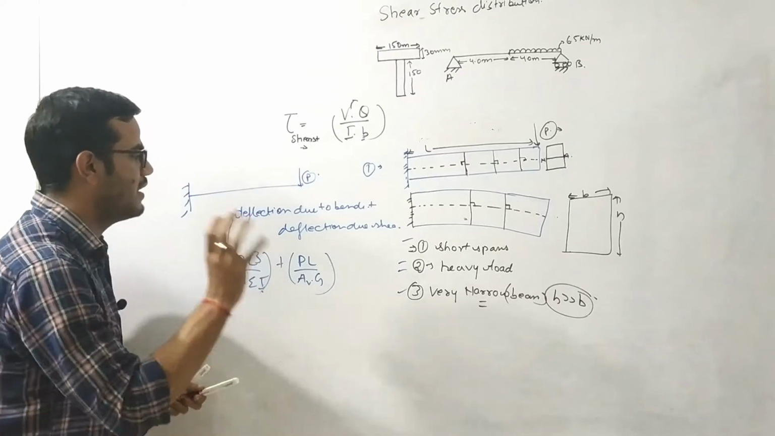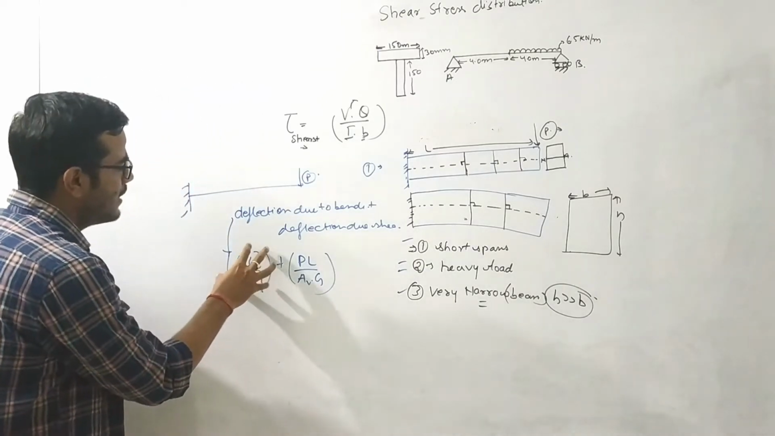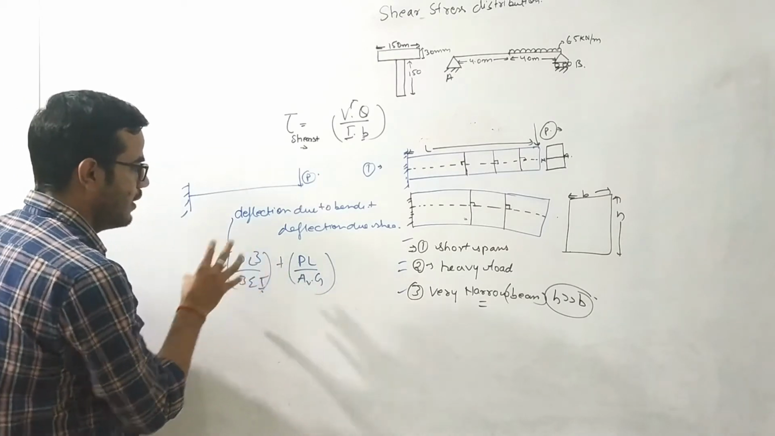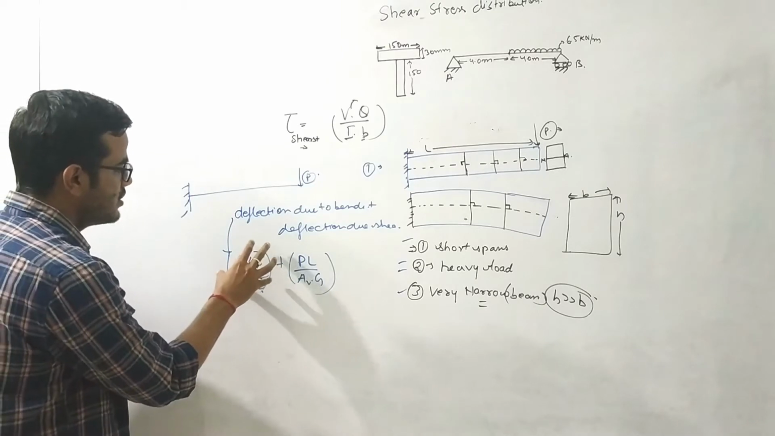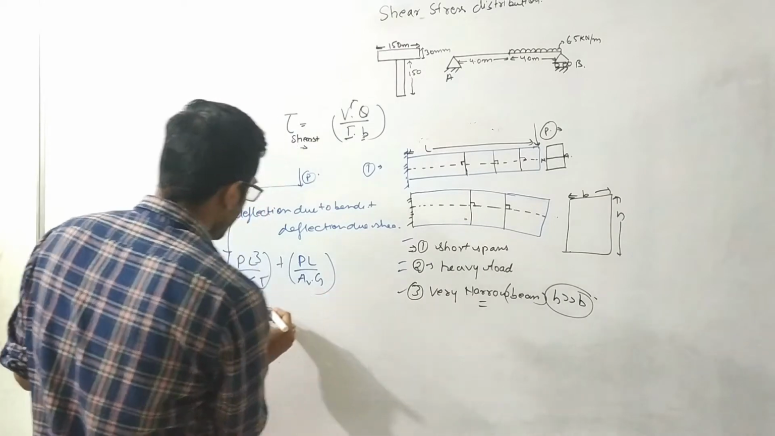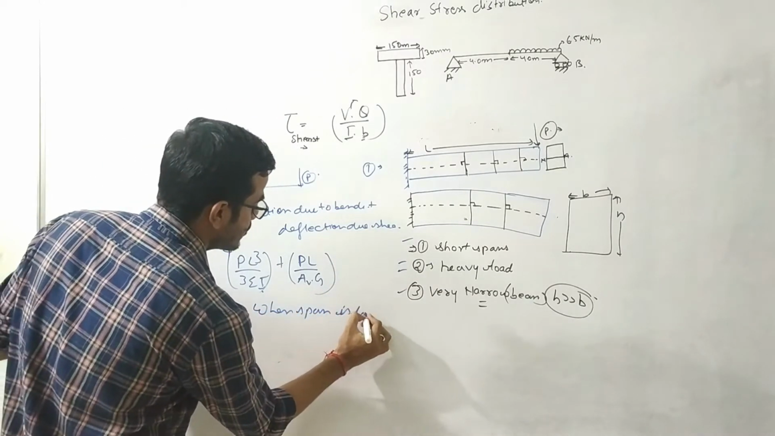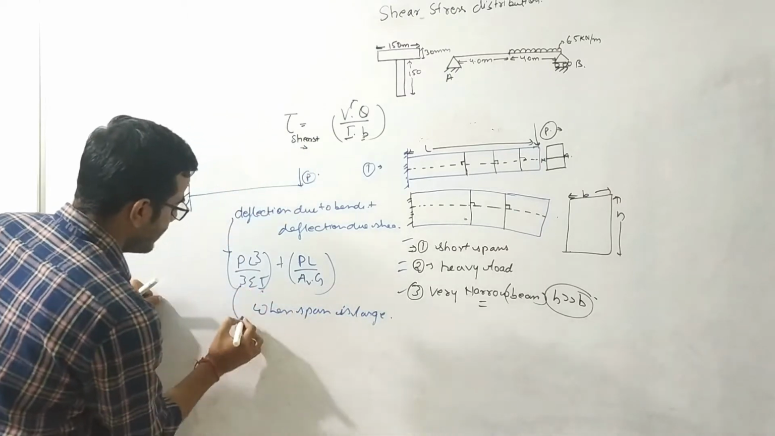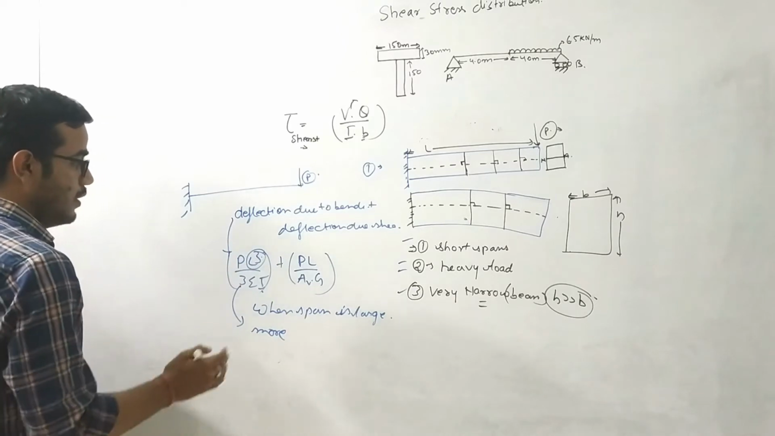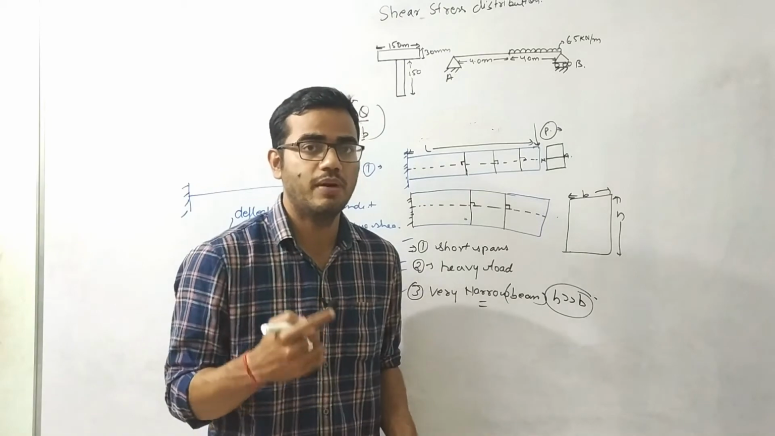When my span is very large and I'm using the normal beams, you can see that the bending phenomena will be dominant over here. Means the shear displacement will be very less. In case of normal beams, when the span is large, then this deflection will be more. Why more? Because here we have the L cube term. So when we have the slender beams, there the bending phenomena will dominate.